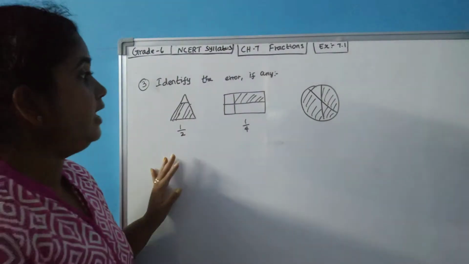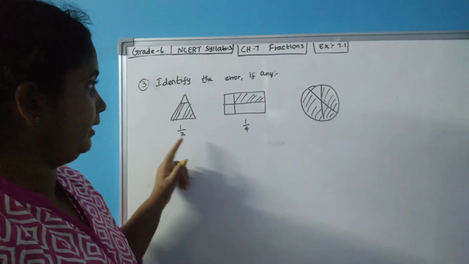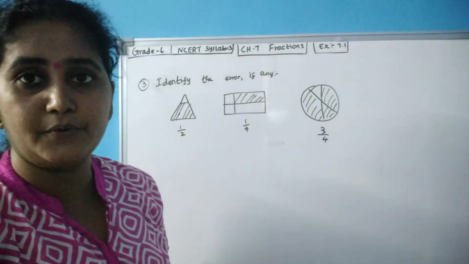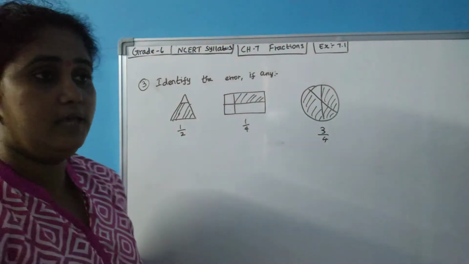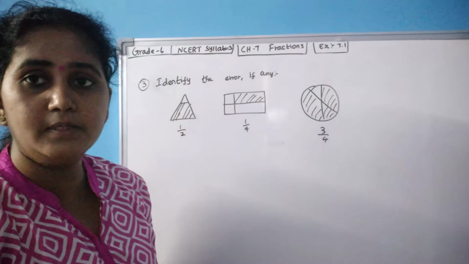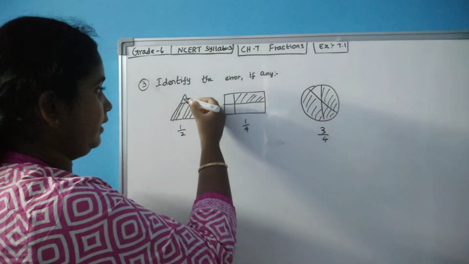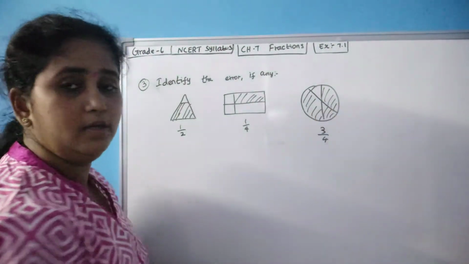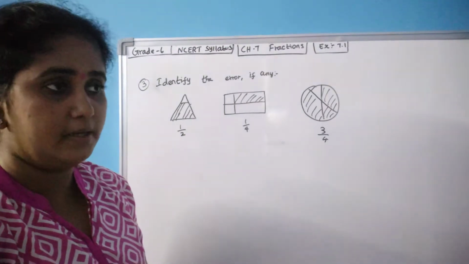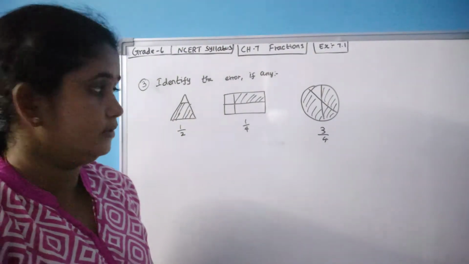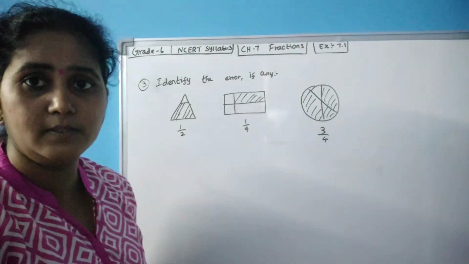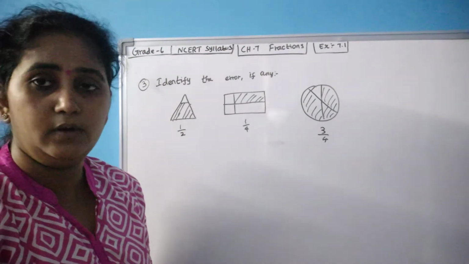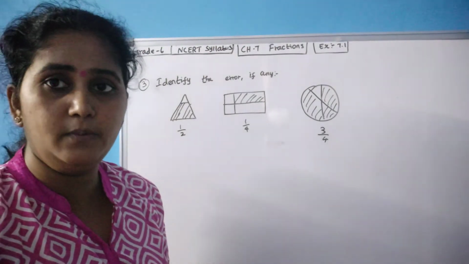So here the sum is given. Identify the error if any. See 1 by 2, this is 1 by 4 and then this is 3 by 4. 1, 2, 3, 4. Now see, in case of fractions, the divisions must be equal. But see here, a small triangle, here a big triangle. Here a small square, a small square and a big rectangle. Here also uneven division has happened. So the answer is that the whole must be divided equally in case of fractions. Here it follows uneven division. So that is your answer. Now we will move on to the next sum.